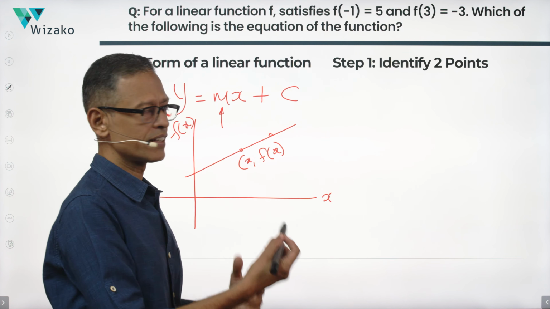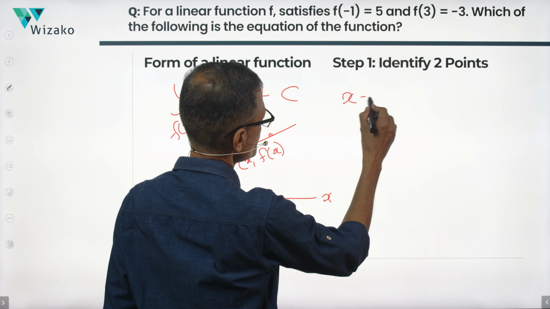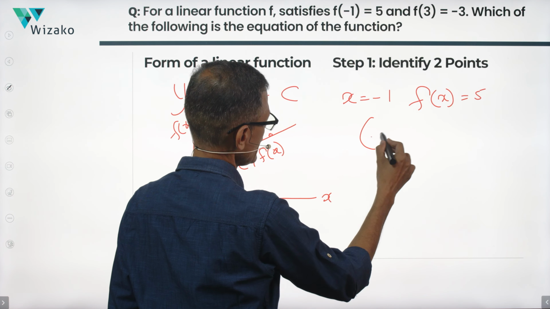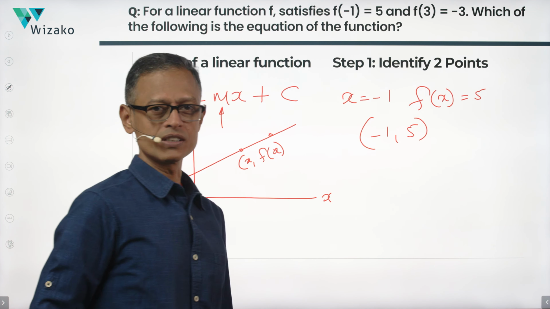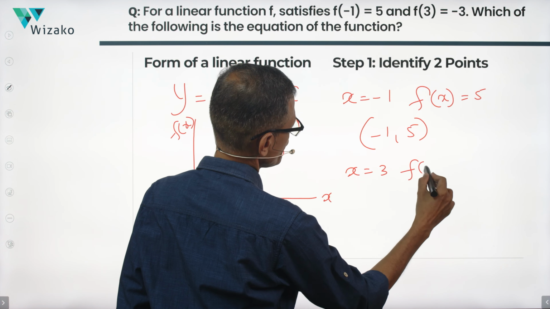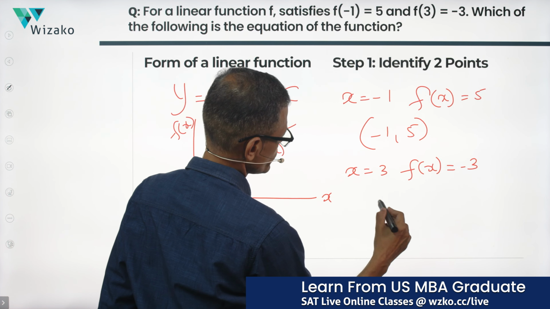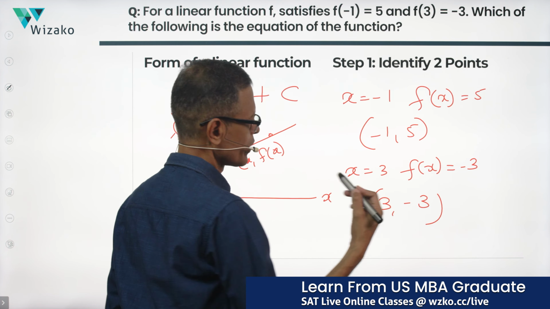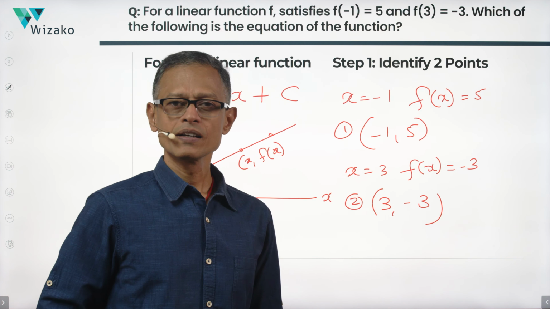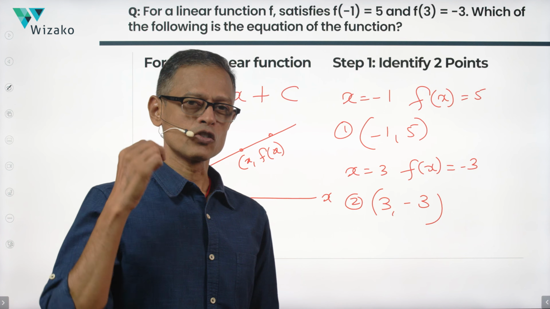x comma f of x, right? When x is equal to minus 1, we know f of x is equal to 5. So minus 1 comma 5 is a point on this line. When x is equal to 3, we know f of x is equal to minus 3. So 3 comma minus 3 is another point on this line. So we have point number 1 and point number 2 available to us. So the next step is finding out the slope of the line.